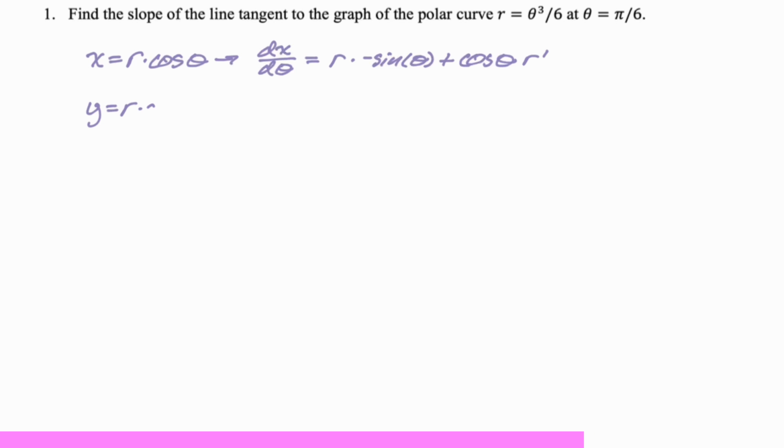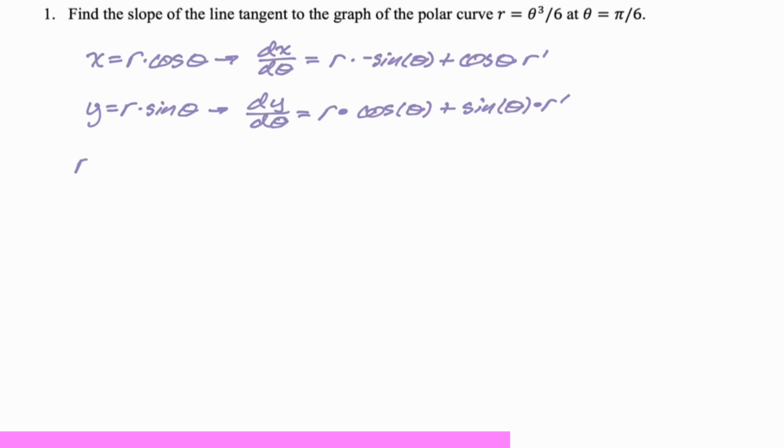Y is r sine of theta, which means that dy d theta is going to be first, which is r, derivative of the second is cosine, plus second, which is sine. Derivative of the first, which I'm going to write as r prime, but remember that's dr d theta. So r prime. Okay.